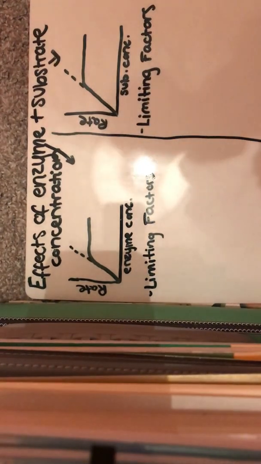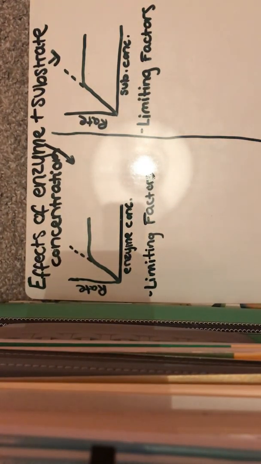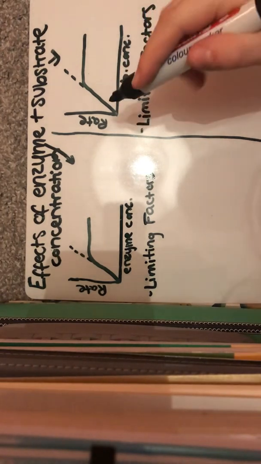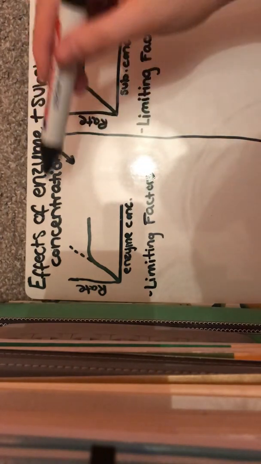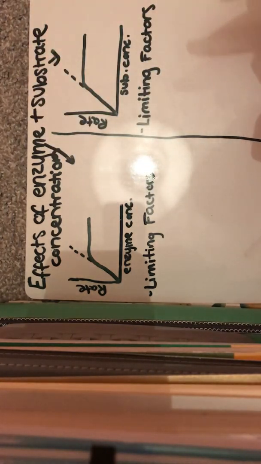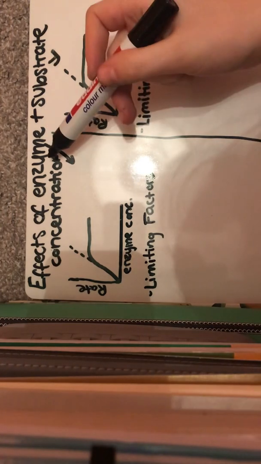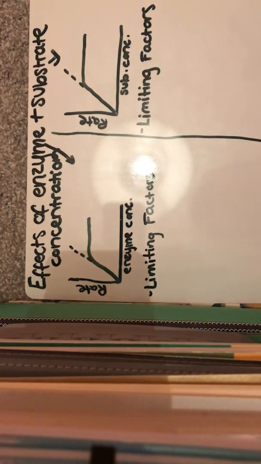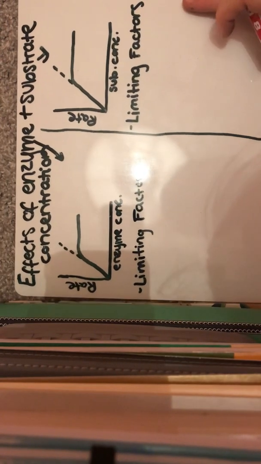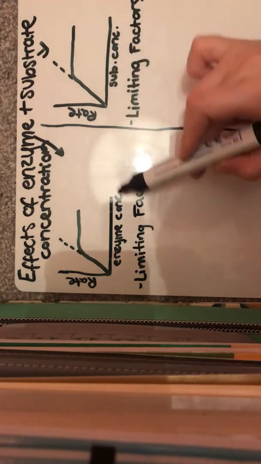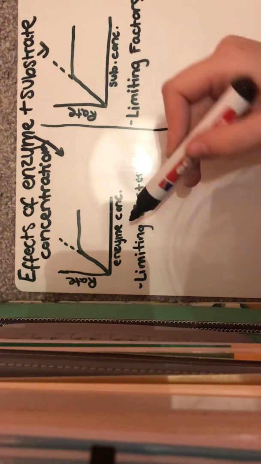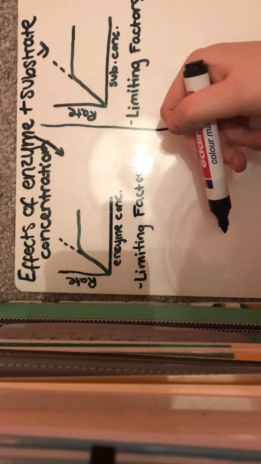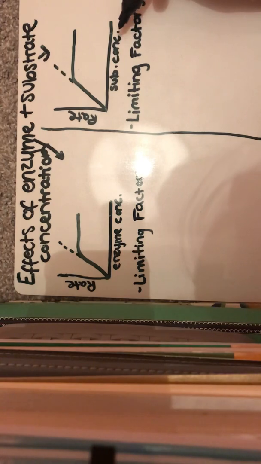Hello and welcome to a video explaining the effects of enzyme concentration on a reaction and the effect of substrate concentration on a reaction. I'm going to go through these two different ones separately, although they are quite similar, but there are a few differences. As you can see, the graphs are the same except for the axes. This one's enzyme concentration that we are changing, and this one's substrate concentration that we're changing.